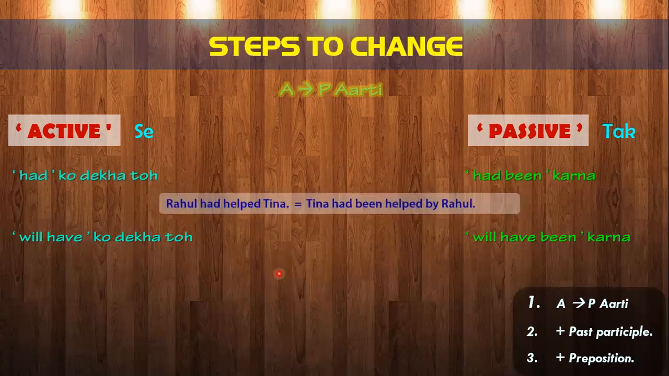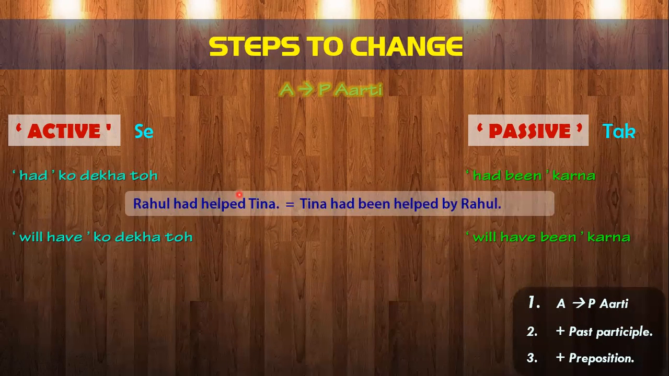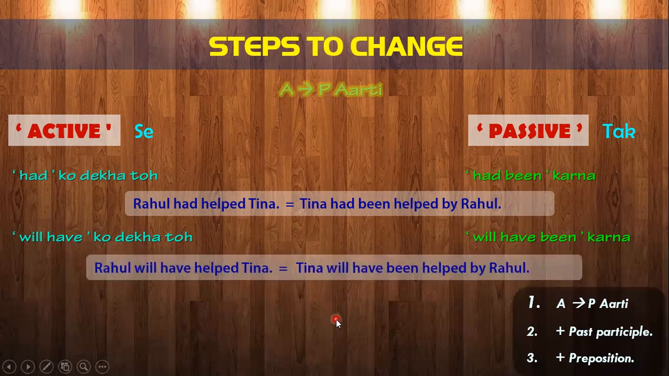Come, let's go. Rahul had helped Tina. So here in this case, had been. Perfect tense. So had changes to had been. Rest of the steps remains the same. Let's go with the same. Rahul will have helped Tina. So will have changes to will have been, which is a future perfect tense.